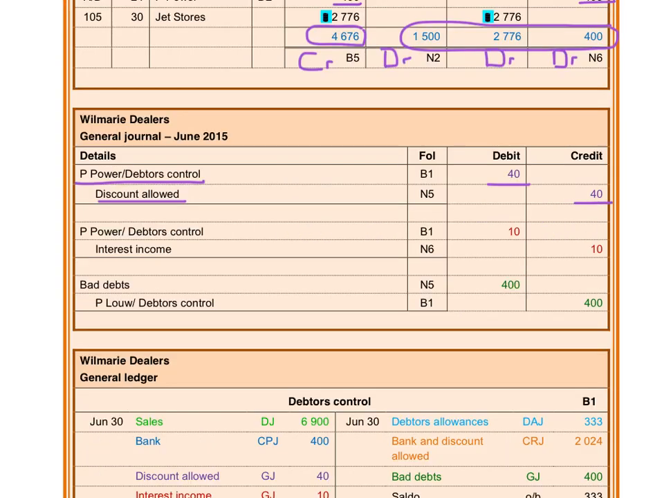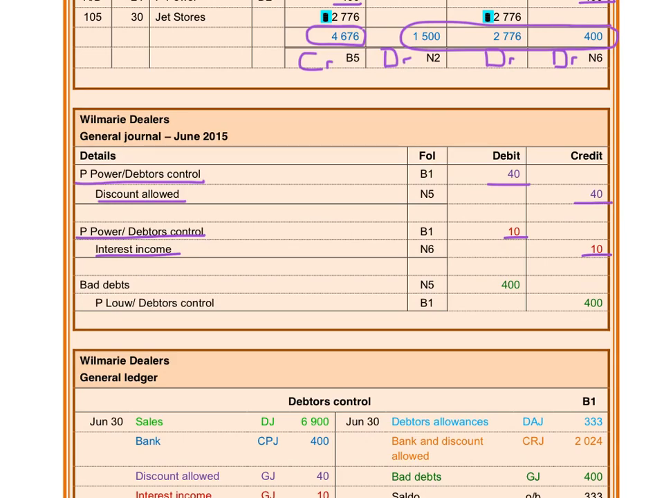We can decide to charge the debtor with interest. That means that we will increase his account. We don't receive the money immediately, so you can't record it in the bank. You have to show that they owe you an additional 10 Rand, and that 10 Rand will be interest for the business. That's an income that will increase the profits.